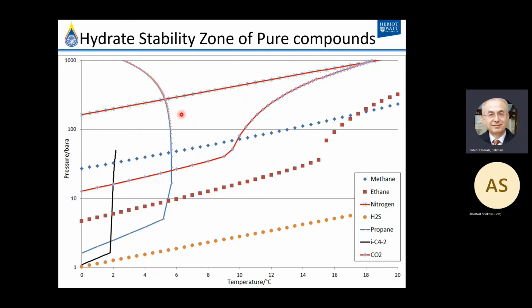You can see that different components have different tendencies to form hydrates. The strongest one is H2S. After that, among the 7 components that we have here, is isobutane. After that is propane, and then ethane, and then CO2, and then methane, and then hydrogen. So now you can guess what will happen if you have a mixture of these components.